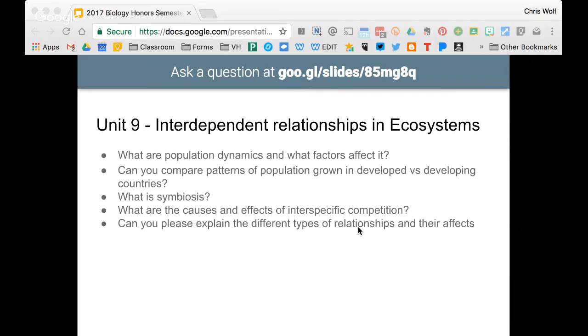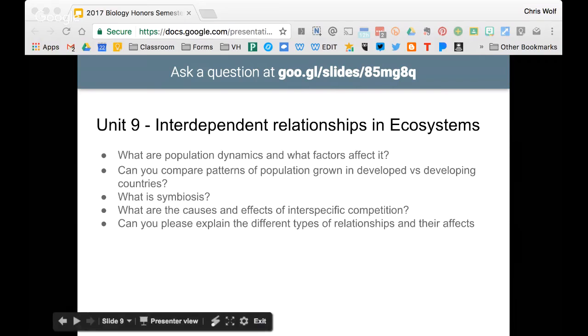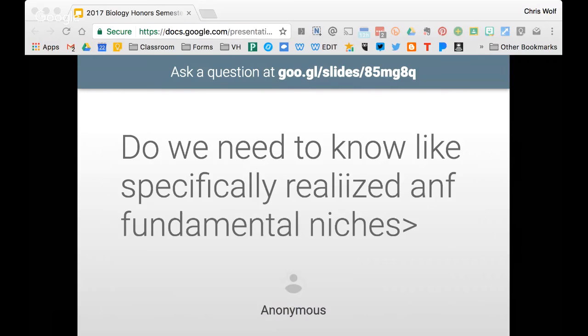And we did talk about different relationships. Do we need to know specifically realized and fundamental niches? You should know the difference between the two, what a realized niche is and what a fundamental niche is. I did talk about that with our barnacle example of those barnacles. I can't pronounce their names. At least I can't pronounce them well.